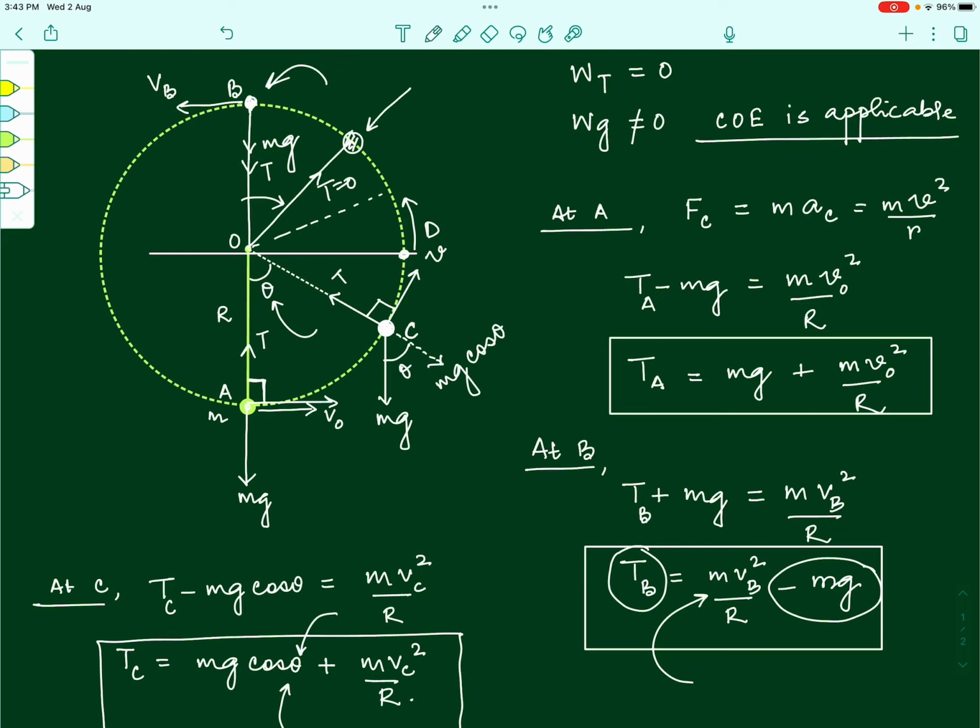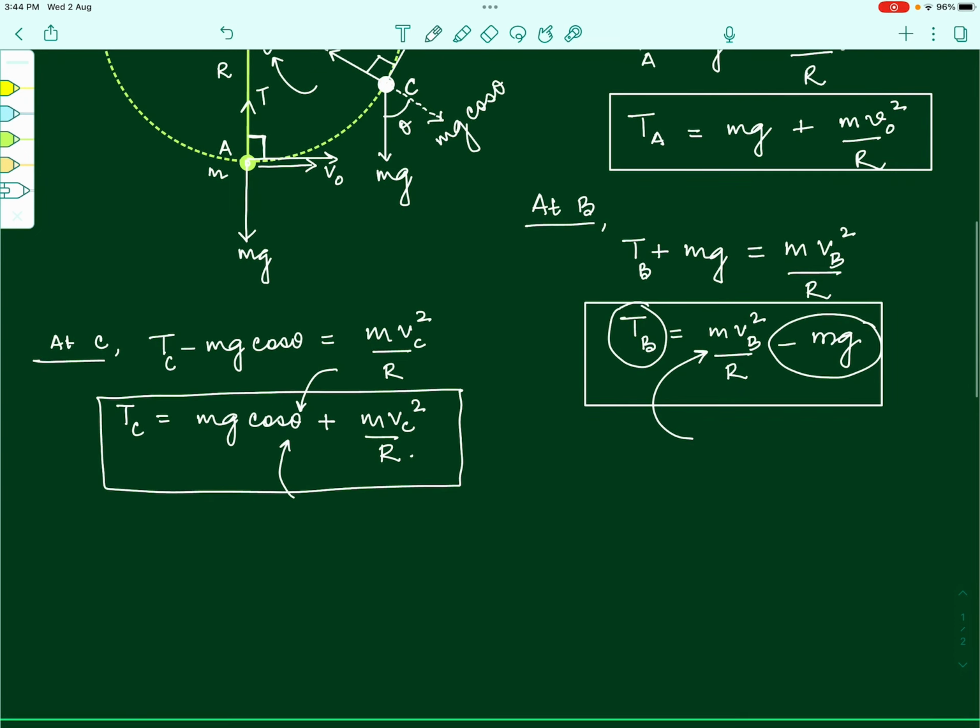Okay, so these equations, the force equations that we have written, give us an idea as to how we should put up a condition for finding the state that we are looking for, the minimum velocity at A for which it just completes the vertical circle. So now we understand that for the bob to just complete the vertical circle, tension at the point B should become 0. Okay, what does that give us?